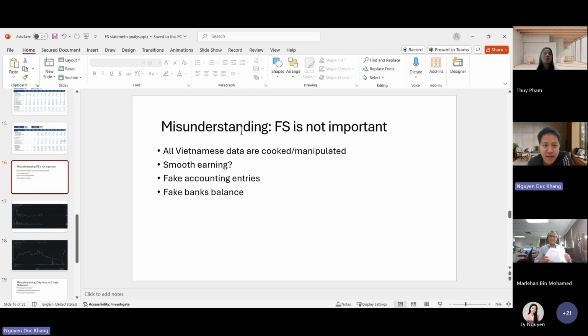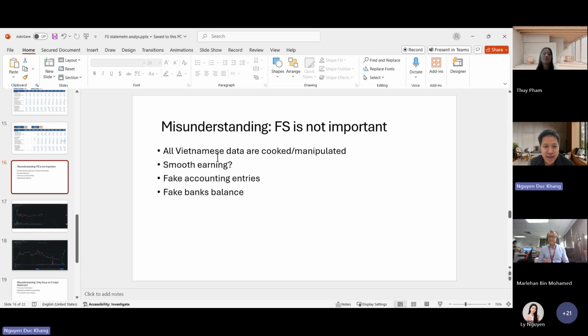Now my next part is to move to another thing, some misunderstandings. One of the most common misunderstandings I hear is that so many people say financial statements are not important. The common argument is, oh, Vietnamese data are easily manipulated. As an owner, somebody can smooth the earnings, even fake the bank balance and the accounting entries. So all of the financial statements are BS, and I don't read them. So is it true?